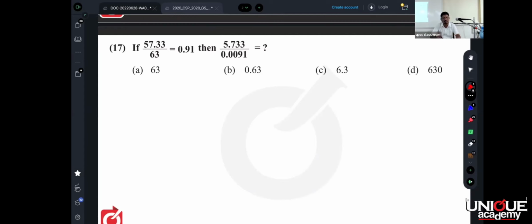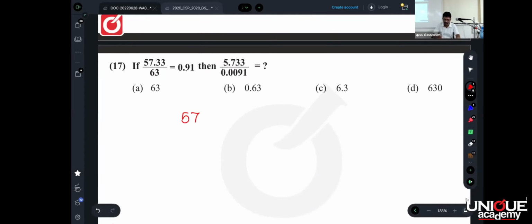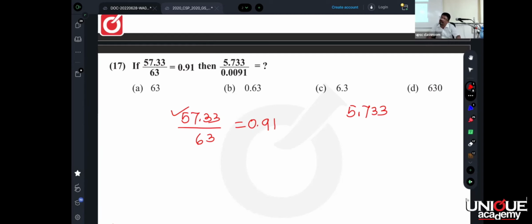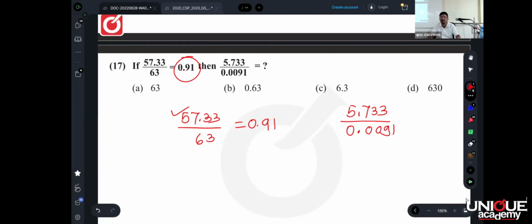Here given is 57.33 upon 63 is equal to 0.91, already given. Now asked is 5.733, which means in the numerator only shifting of the decimal point is there. Is it clear? But in the denominator, what is asked is 0.0091, that is, this one is taken to the left and has to be in the denominator only. Because of that, this 63 will be transposed to the opposite side, so it will be in the numerator. So 57.33 upon 0.91 is equal to 63. Are you getting it? Is it clear?